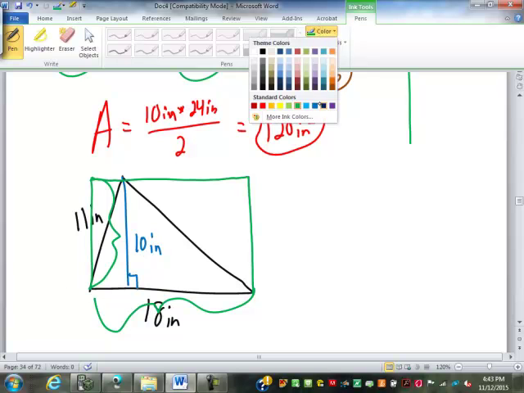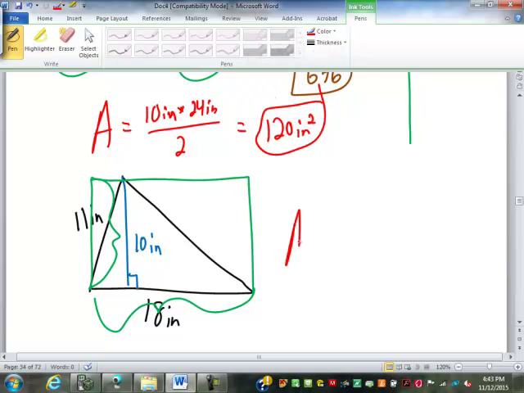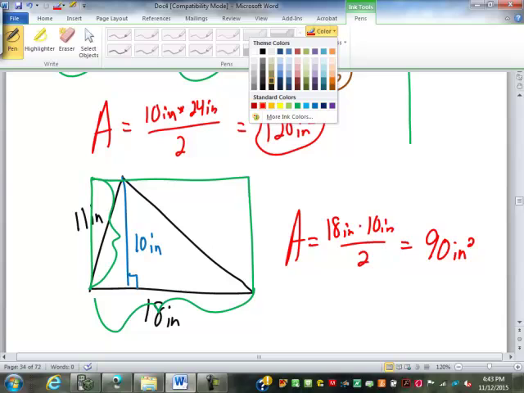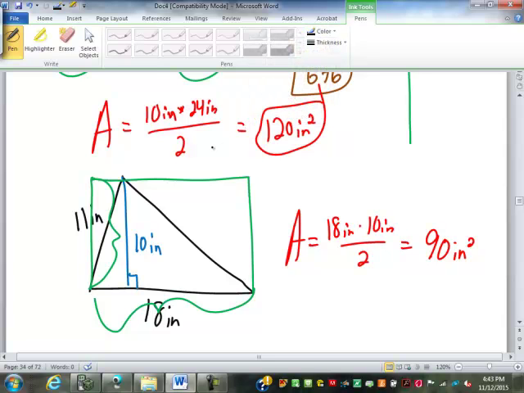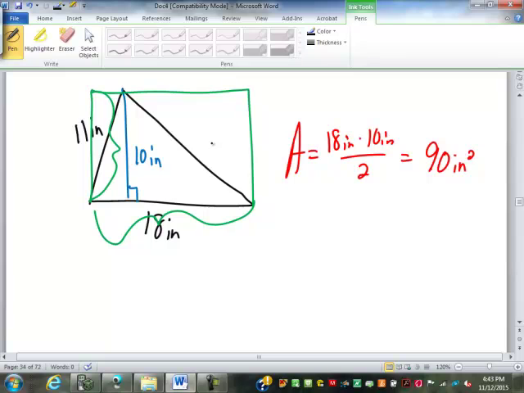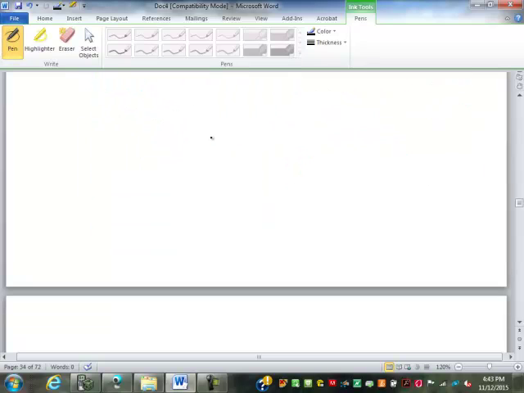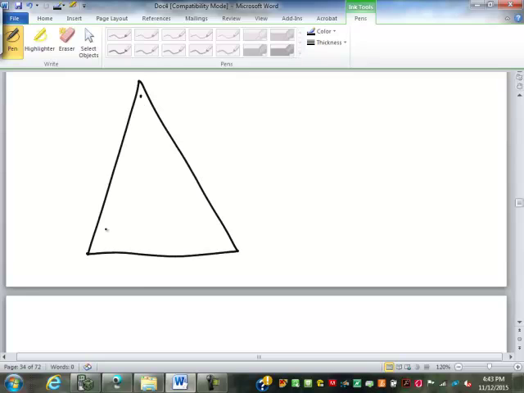So if that height is 10, then the area is 18 times 10 divided by 2, otherwise known as 90 square inches. Find the area of that triangle.